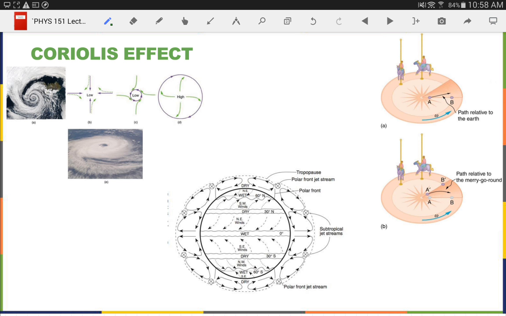It's an effect caused by a rotating reference frame. If I'm in a rotating reference frame and I perceive myself as stationary, then I'm going to see things a little different. And so the Coriolis effect is something that occurs because of being in a rotating reference frame. And so how does it affect us on Earth? Imagine that you are at the equator and you throw a ball north. You throw it straight north.